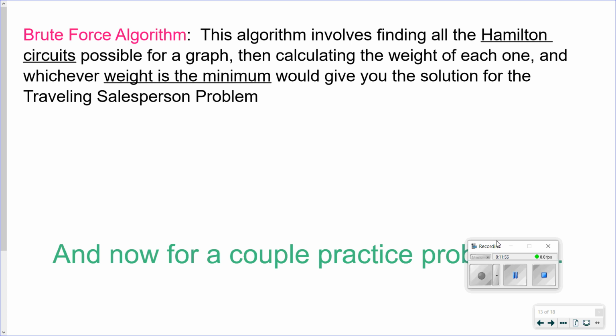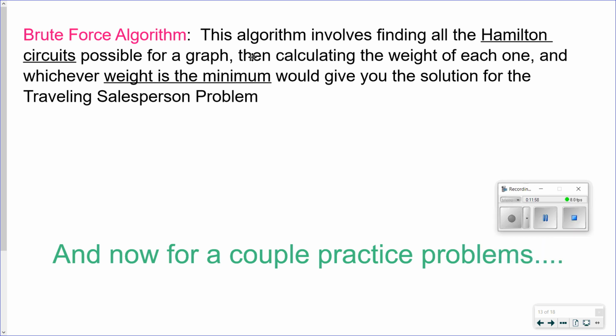This one's just a reminder about what the brute force algorithm is. Again, it's not an efficient process, but it should always find you the solution. The process is to find all the Hamilton circuits possible, which could be a lot, and then calculate the weight of each one, and whichever weight you find is the minimum would be the solution to the traveling salesperson problem. Okay, so I've hit on all the main vocabulary and algorithms that we've been doing since break.